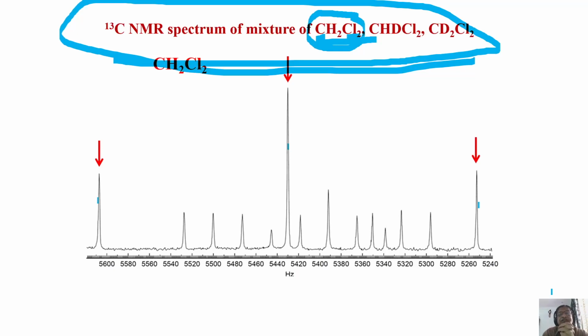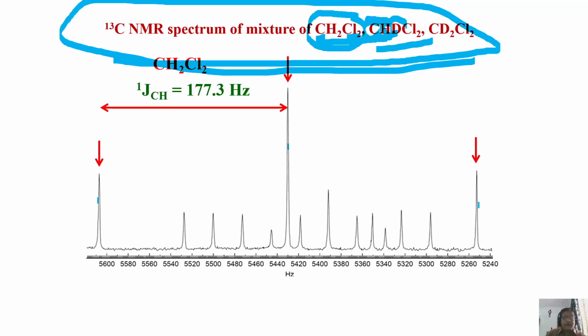In the case of CHDCl2, carbon will be split into a doublet because of this proton. It is a doublet, and each line of the doublet will become a 1:1:1 three-line pattern. So you will get 6 lines because of CHDCl2. Because of coupling with H and D, this carbon will be 3 lines here, 3 lines here. They will get a 6-line pattern. That's what it is.